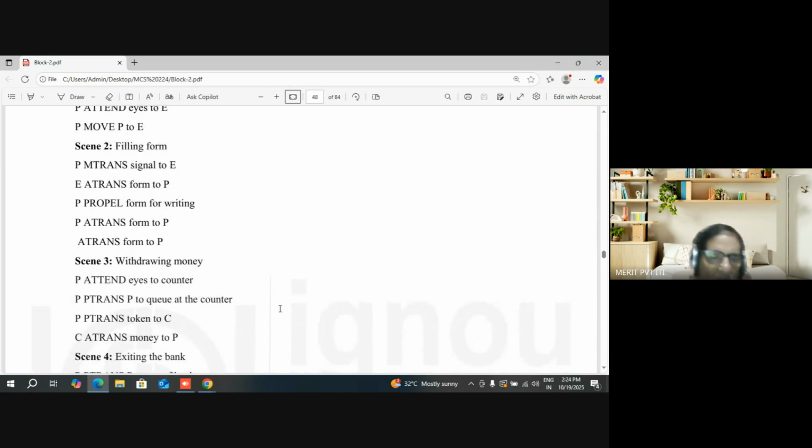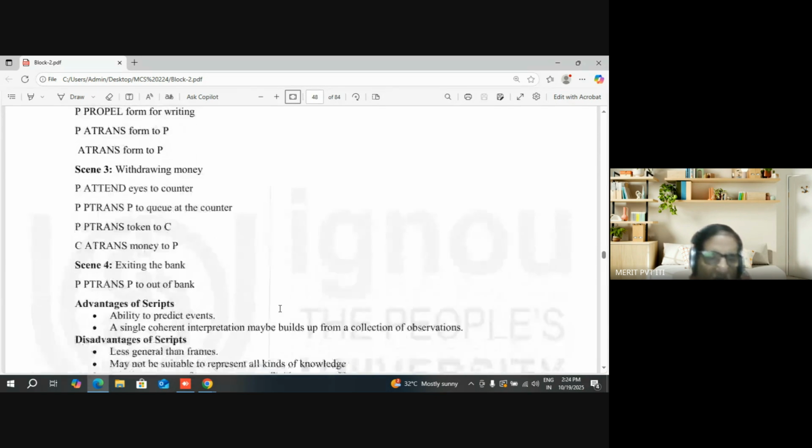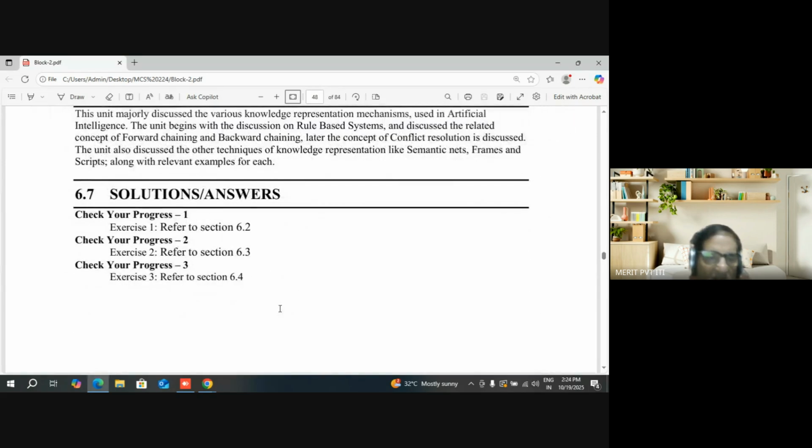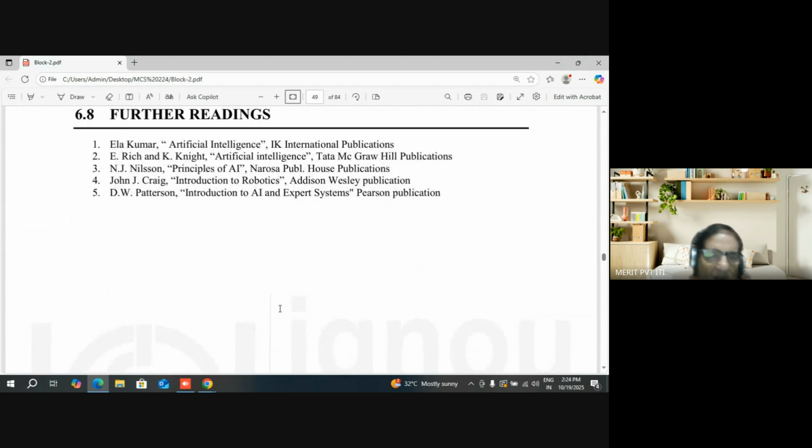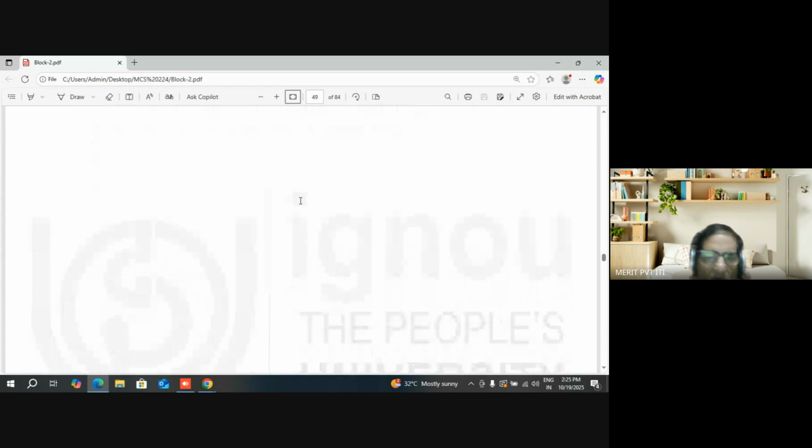Withdraw money, eyes to counter, queue at the counter, token to see, and so on. So these are the type of things which we have only read. And I think Patterson's book and Rich and Knight book are the most useful books.